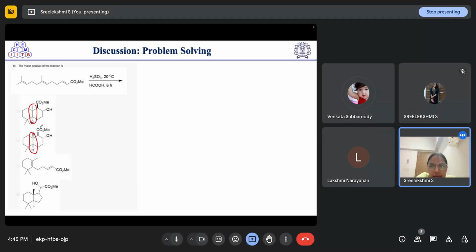This methyl and this ester are in cis conformation, and this ester and this OH are in trans conformation. And where is this OH coming from? Whatever carbocation is present at the last stage will be quenched by the water present here.